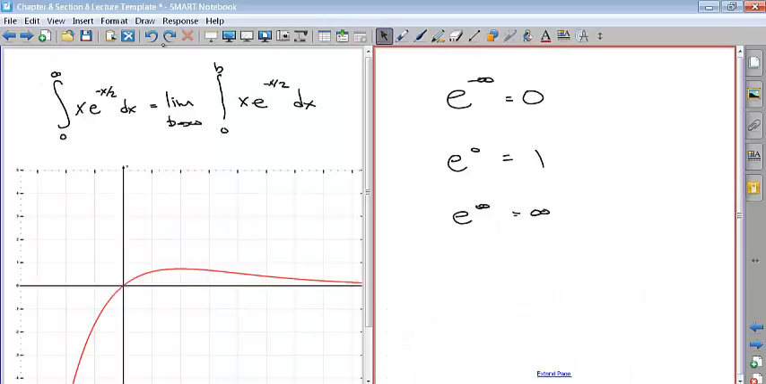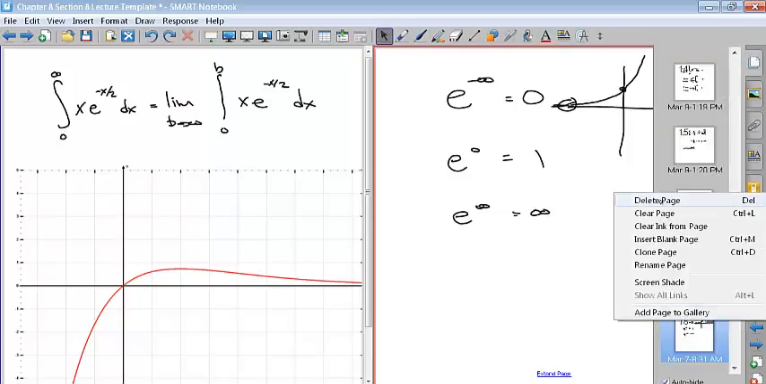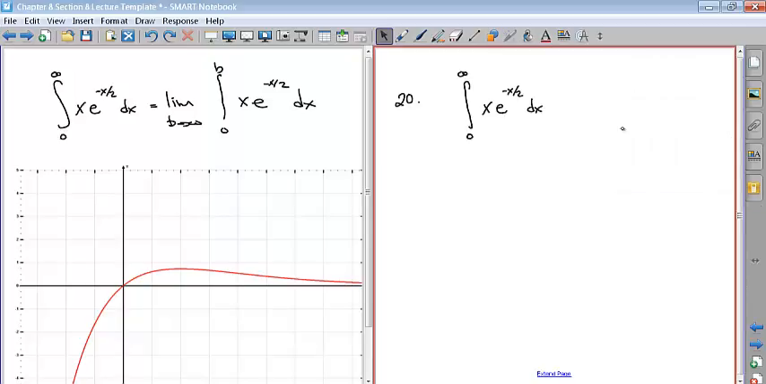So how do you solve this thing? Also, just to let you know, e to the minus infinity is 0. E to the 0 is 1, and e to the infinity is infinity. And that's because if we plot e to the x, it looks like that. So e to the negative infinity approaches 0. E to the 0 is 1, and then this thing goes unbounded in the y direction. Okay, so there it is.